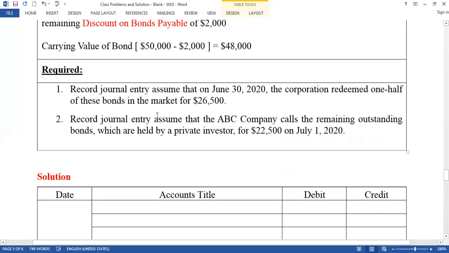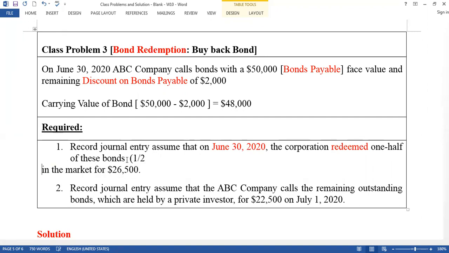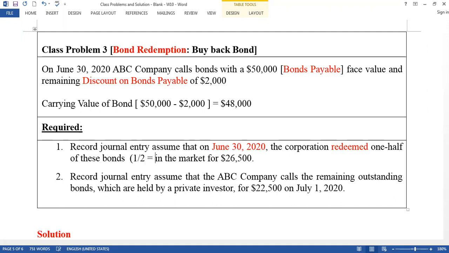Now, requirement 1 says that on June 30, 2020, the corporation redeems, which means buys back, 1/2 of these bonds. What is the meaning of 1/2? That means 1 by 2, equal to 50%. So on June 30, they buy back 50% of the bond for this money.